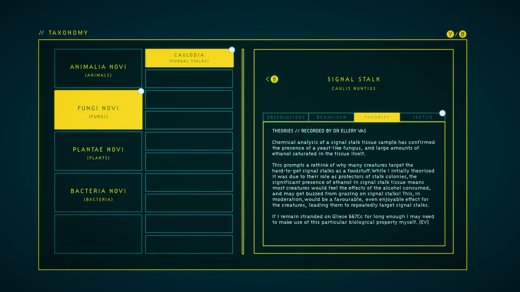While I initially theorized it was due to their role as protectors of stock colonies, the significant presence of ethanol in signal stock tissue means most creatures would feel the effects of the alcohol consumed and be buzzed from grazing on signal stalks. This, in moderation, would be a favorable, even enjoyable effect for the creatures, leading them to repeatedly target signal stalks. If I remain stranded on Gliese 667cc for long enough, I may need to make use of this particular biological property myself.